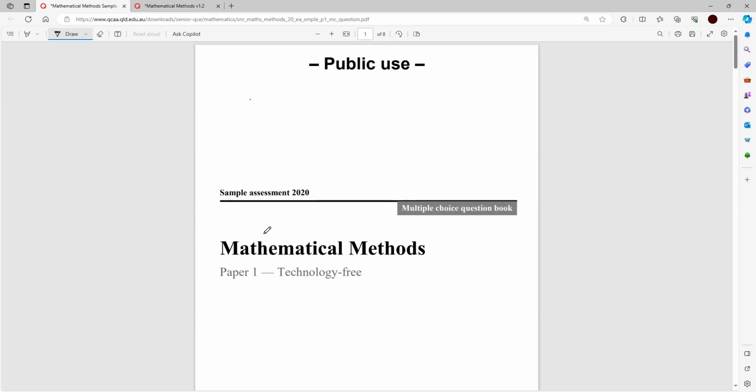Right, so that was the, what was it? Math Methods, Paper 1, Sample Assessment for 2020 done.